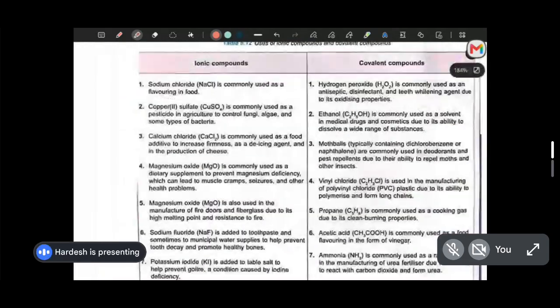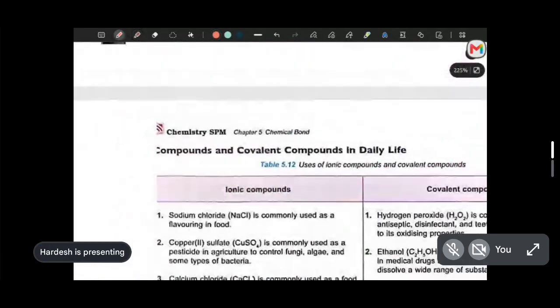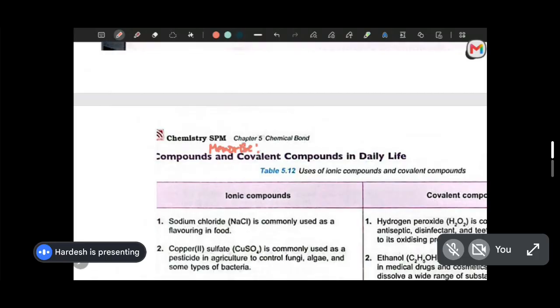Okay. Now this one is also something you need to memorize. They can ask this in paper 1, like, match the correct ionic compound with the correct use in daily life. Or maybe in paper 2, they'll say list two ionic compounds and their uses in daily life. So it can come out in either one. So you should memorize.